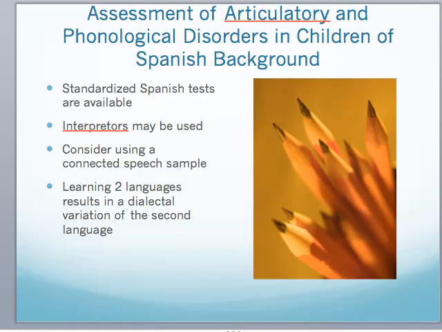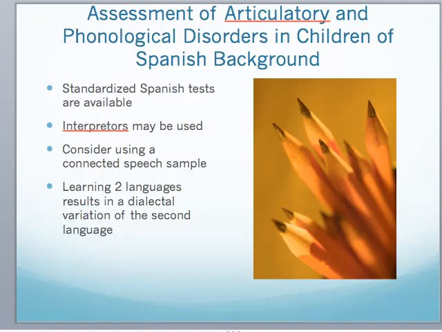Assessment of articulatory and phonological disorders in children of Spanish background. What is good is that there are standardized Spanish tests. So as I said, standardized Spanish tests are available on the market, which is really a very unique feature for some of us who have been in the field for many years. We haven't seen those kinds of things, and finally they're here. We're going to see more and more people speaking different languages, and hopefully we'll see the same thing with other languages for articulation and language tests.